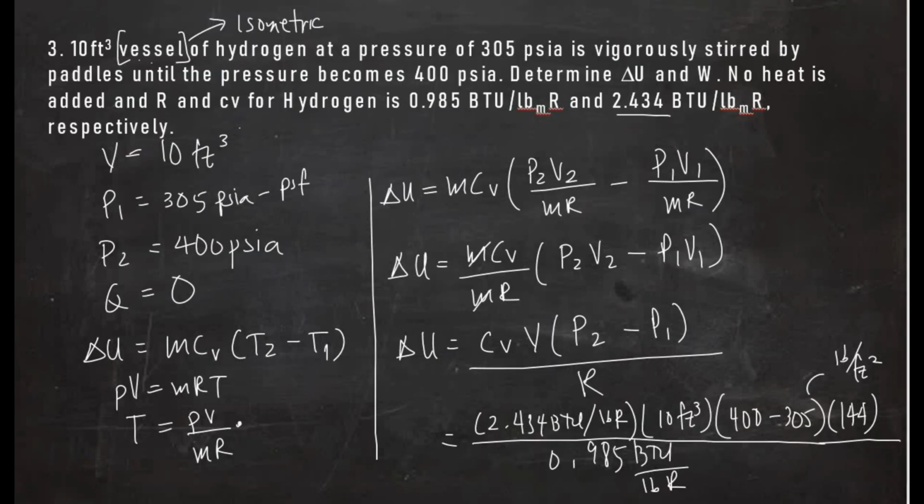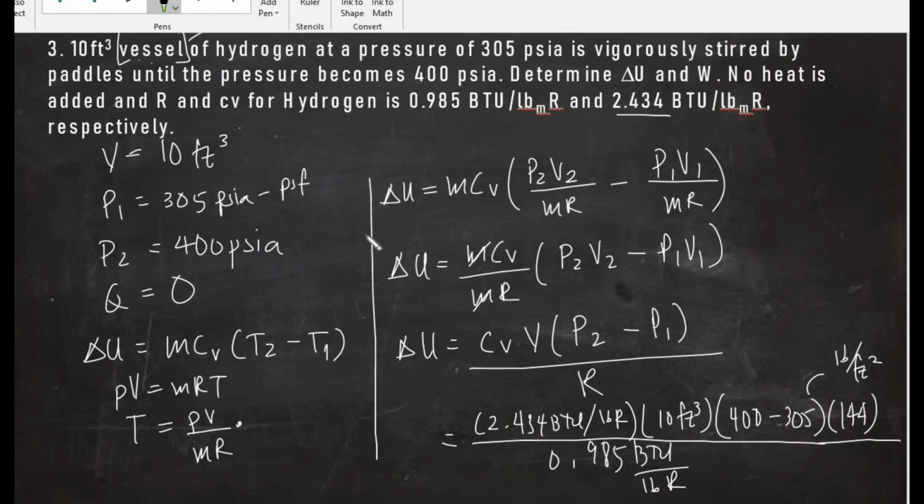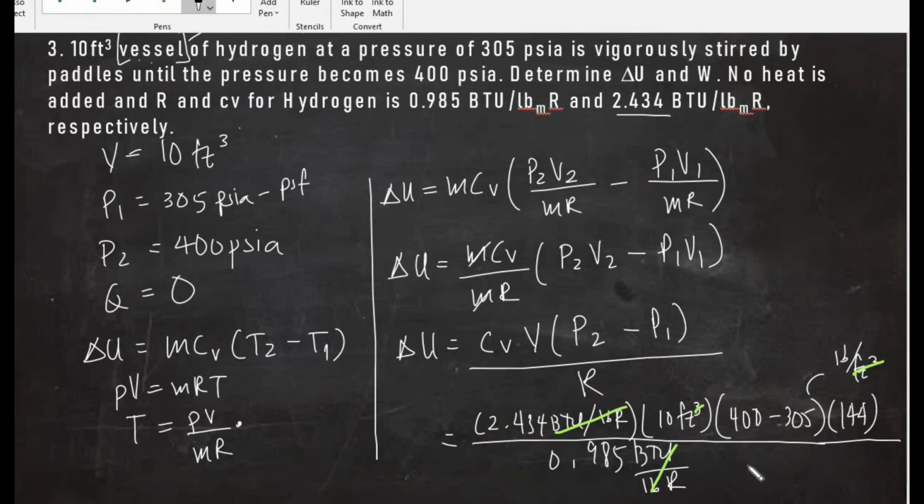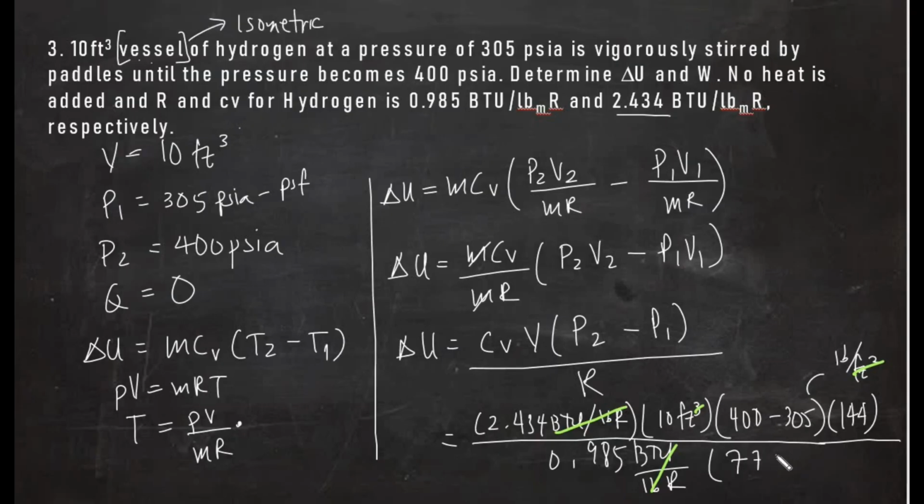Okay, so let's check the cancellation of units first. BTU per pound mass Rankine all cancel. Then the square foot is also cancelled. And the final unit is pound force feet. Since that is in pound force feet, we will simply divide the answer by 778 in order to obtain BTU. So let's get our calculator.